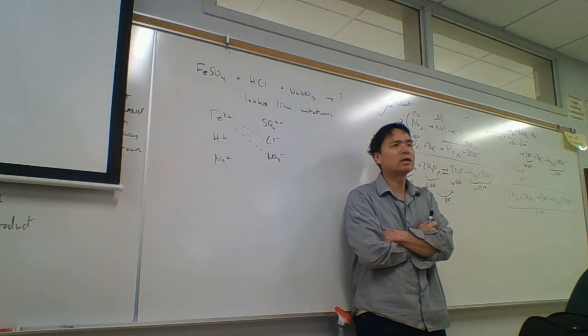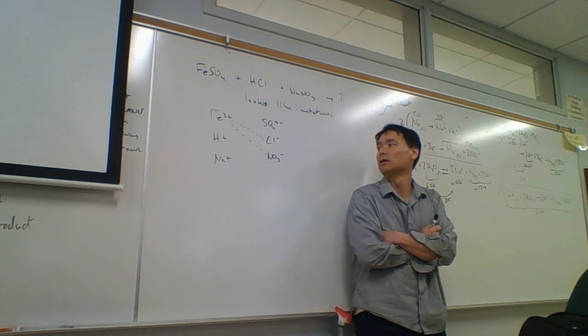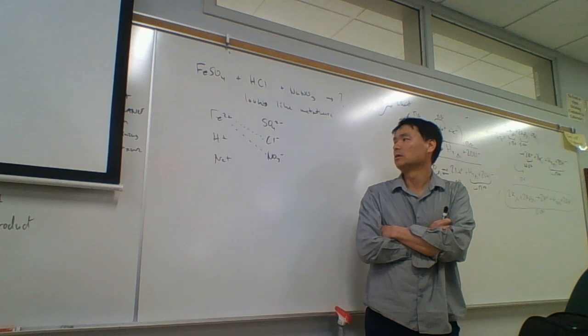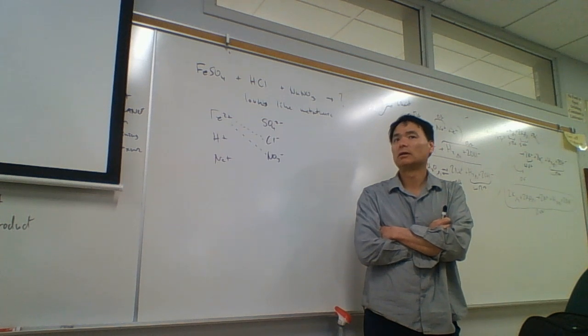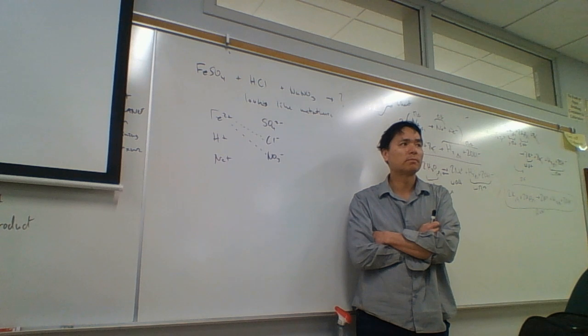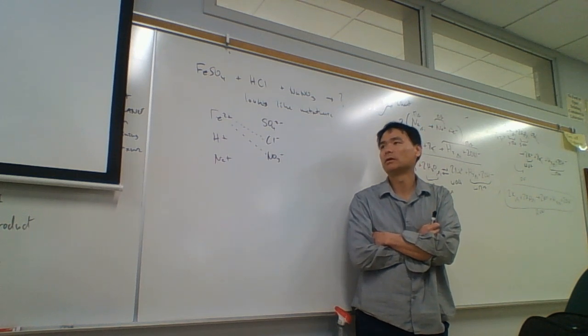Chlorides, bromides, iodides are all soluble except for silver, lead, and mercury. Sulfates are soluble except for silver, lead, mercury, calcium, barium. Good. Hydroxides come then. Hydroxides are insoluble, except for ammonium, and calcium, strontium. Good.